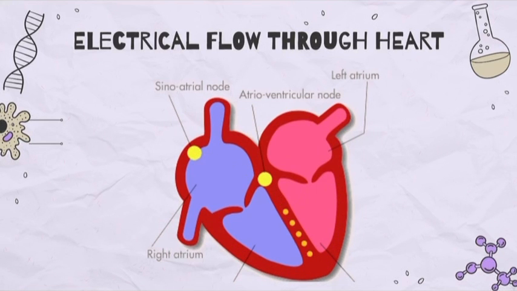From there, the impulses move into the AV bundle, which splits into the right and left bundle branches within the interventricular septum. The branches and fibers then spread the signal rapidly through the ventricles, triggering contraction from the bottom up.